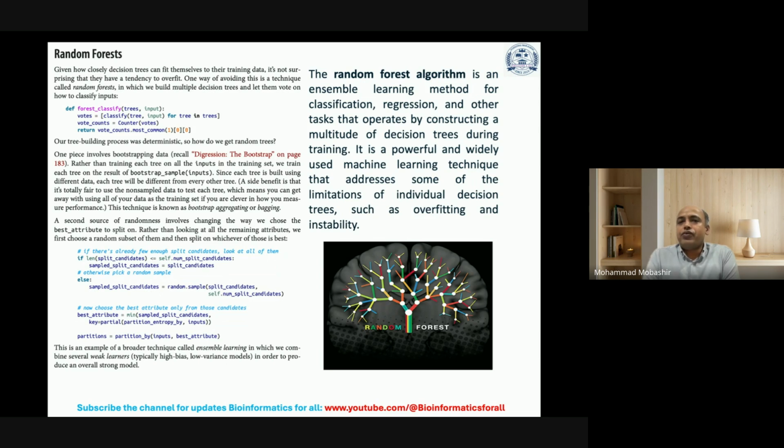It is a powerful and widely used machine learning technique which addresses some of the limitations of individual decision trees, such as overfitting and instabilities. And the same definition could be represented by this tree for random forest. From this textual definition, it is clear that it involves a few things, and one of them is decision tree, which is one of the learning steps involved in random forest algorithm implementation.